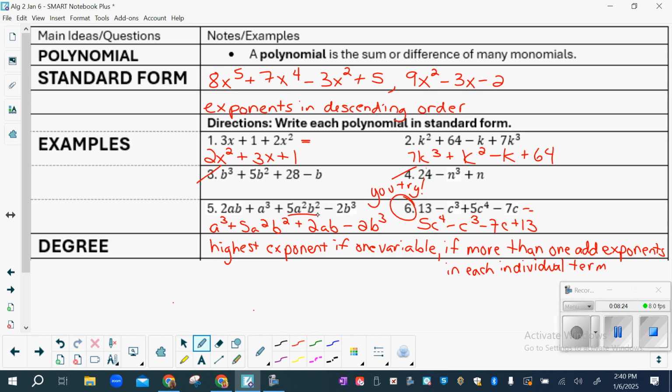What would the degree add up to on this one? On 2ab, what would the exponents add up to? 2. So 1 plus 1 is 2. So 4 is going to be my degree on that one. We don't do that very often, so don't worry about it if you don't understand that. Really, what we want to look at is that highest one for one variable.